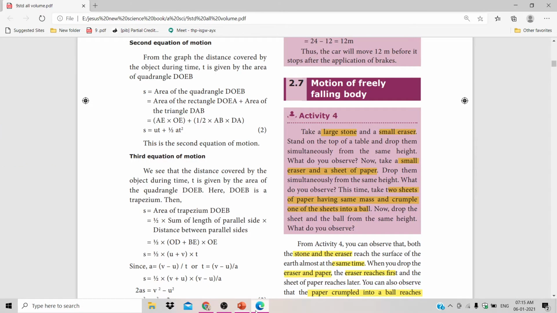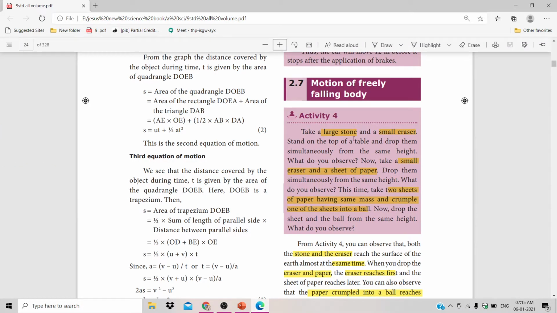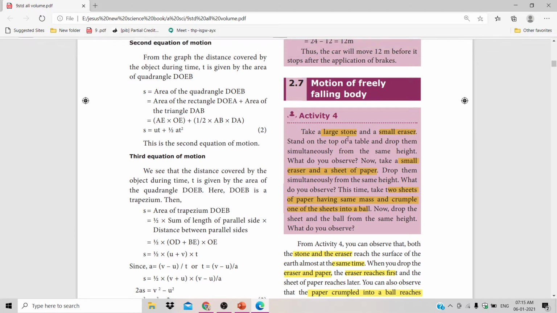Okay, motion of a freely falling body. They have kept an activity, that is, see the marked one. A person is standing and he is taking a large stone as well as a small eraser, and he drops both things at the same time, and what he observed. That is the first question. And the second question is, he takes a small eraser as well as a sheet of paper, and he drops both things at the same time, and what he observed.